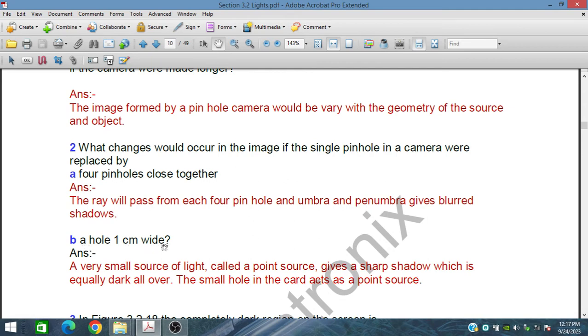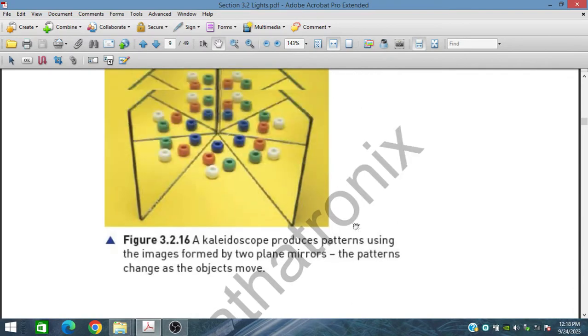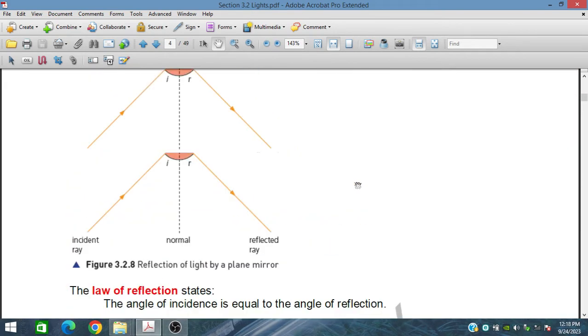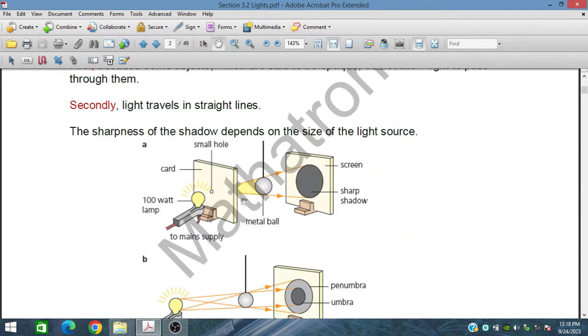Suppose a hole 1 centimeter wide is used. A very small source of light, called a point source, gives a very sharp shadow, as we discussed in a previous session, which is equally dark all over. If a small point source is used, then we will obtain a very sharp shadow. The small hole in a card acts as a point source. So the point source gives a very sharp shadow with no penumbra, only umbra, as discussed. We will get an image like this for a small point hole. So this is very important.